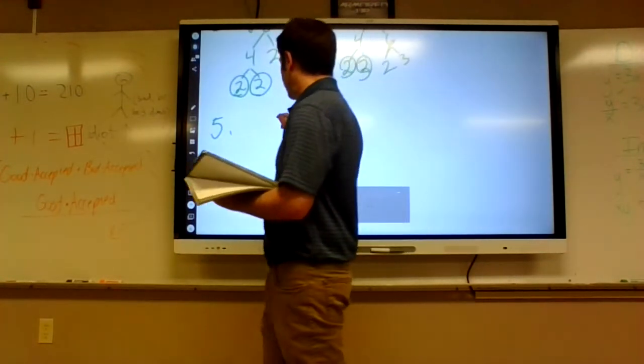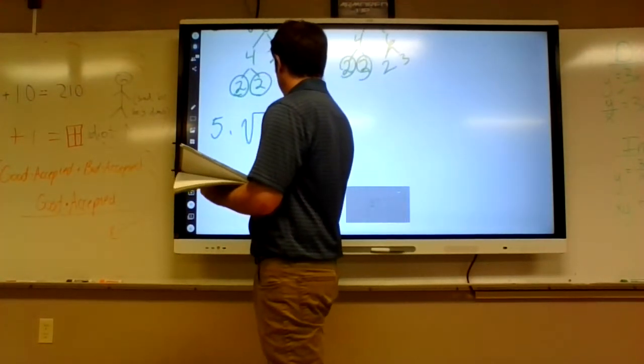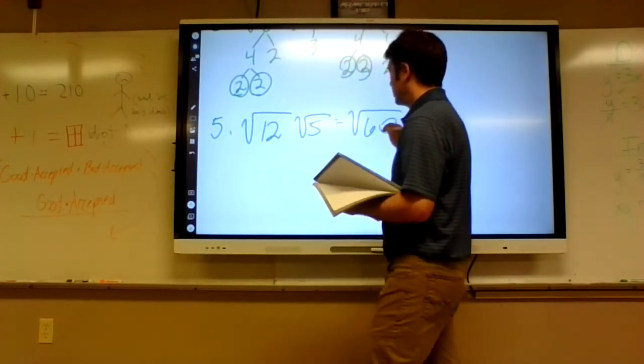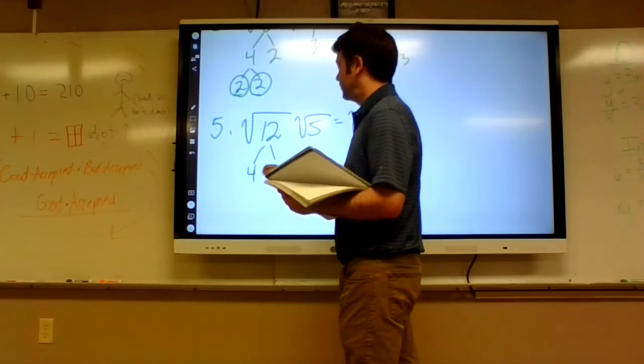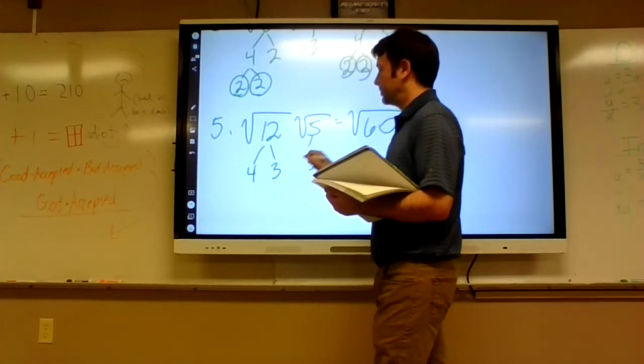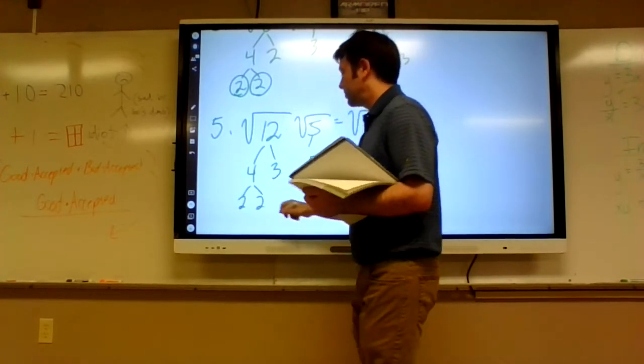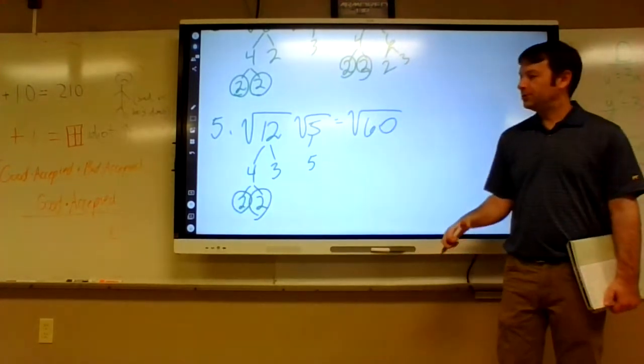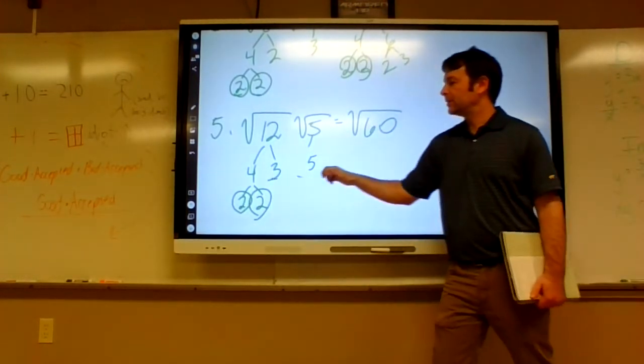Number 5, 12 times 5, what is 12 times 5? 60. 12, a 4 can go into it, right? So, what's it going to be then? Square root of 15. 2 square root of 15.